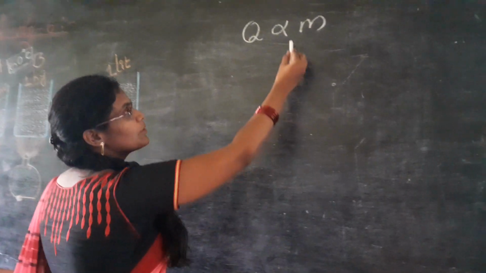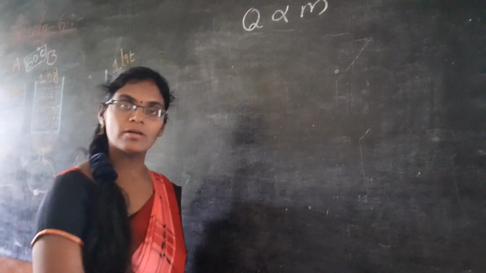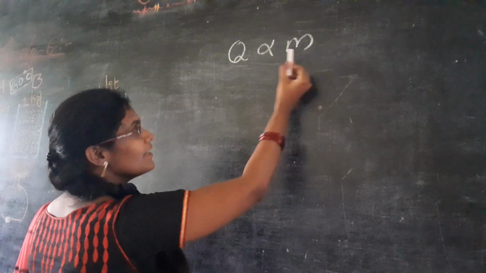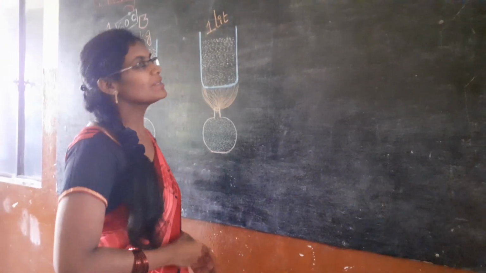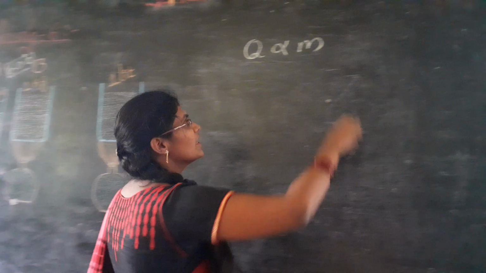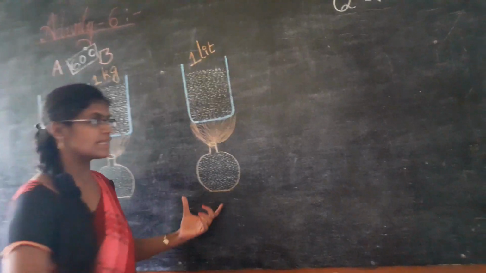Means if the mass is less, the required heat energy is also less. If mass is high, the required heat energy is also high. So that's why Q is directly proportional to M. Take this as equation 1. Next, consider the second case.